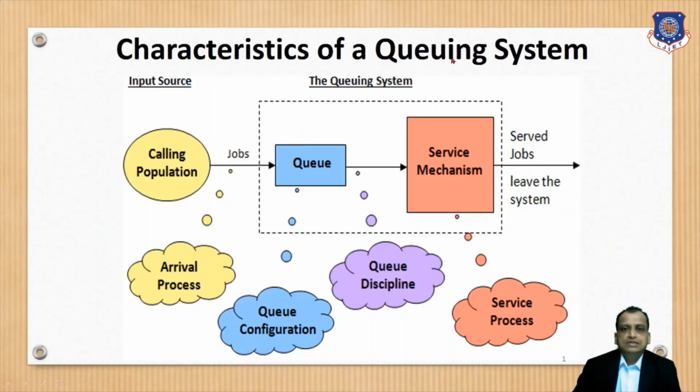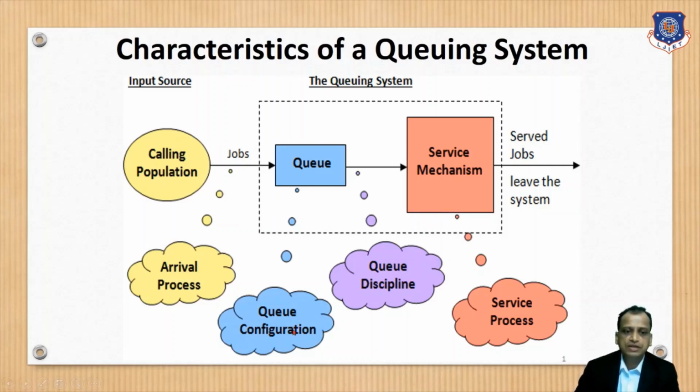Now, characteristics of a queuing system. What are some of the characteristics? In this whole picture, you will see all the characteristics. Now, input source. What is the input source? Population. Arrival process. What is the process mathematically? The population from where this arrival is coming. The jobs which are coming into the queue.